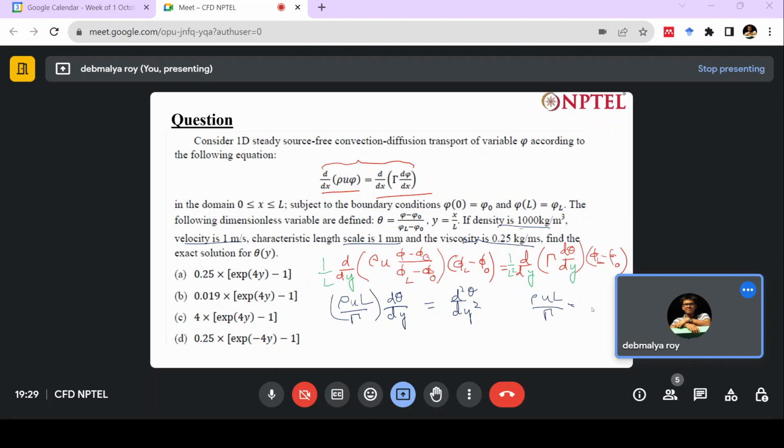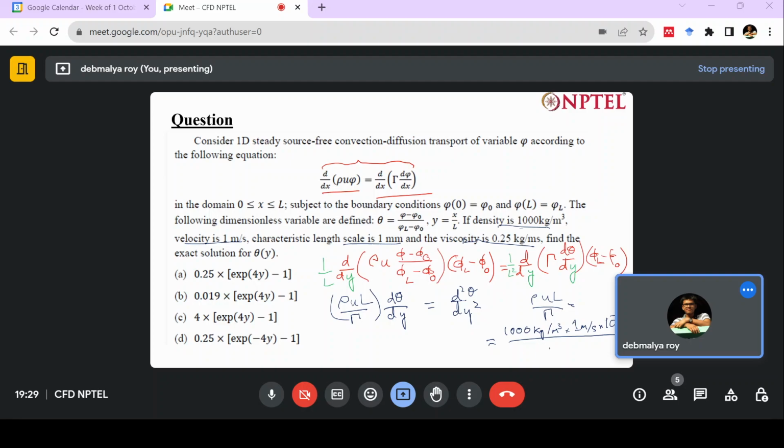This is 4,000. Okay. So have you converted the units? No, no. You can see that the length scale is in millimeter. So you can also write down the units so that you know which units will cancel out. I think this is coming out to be 4, right? So yes, probably it will be 4.